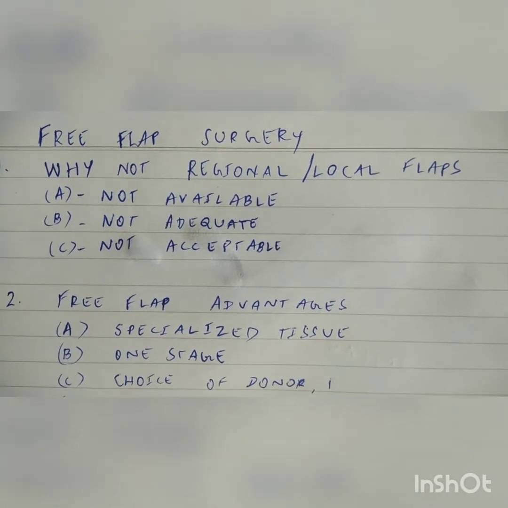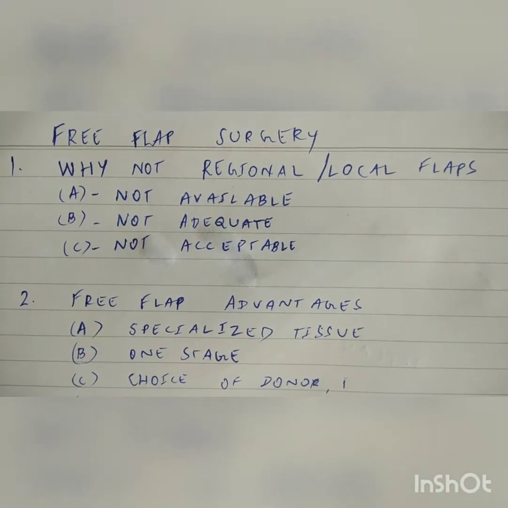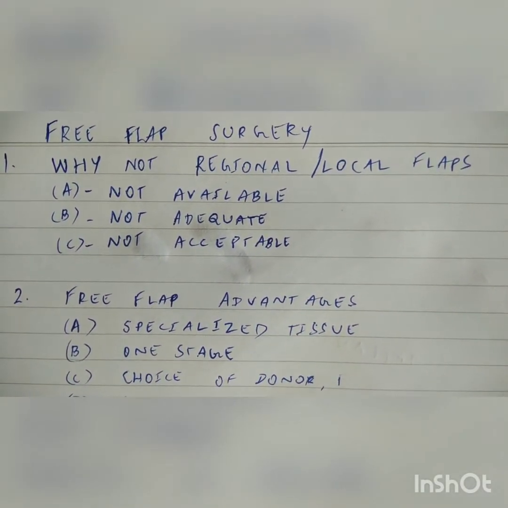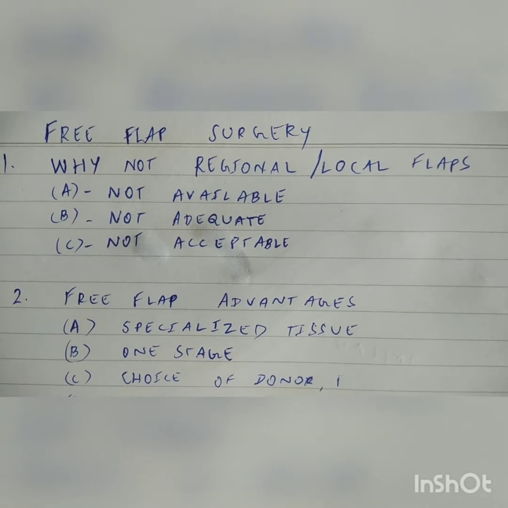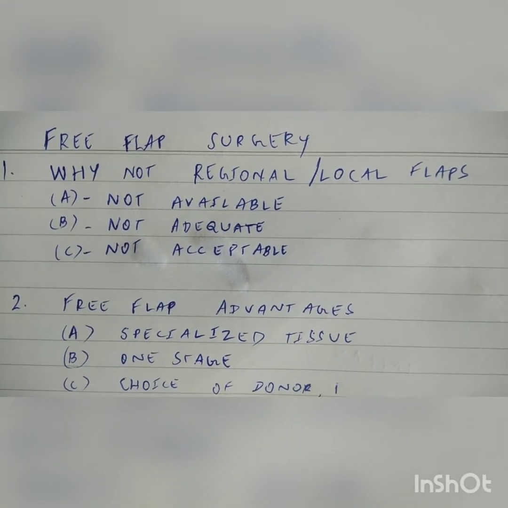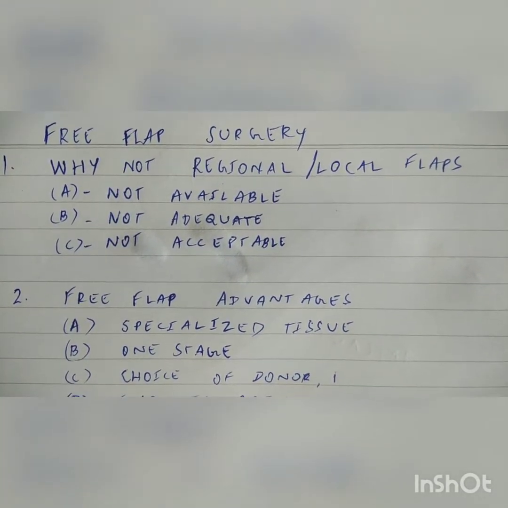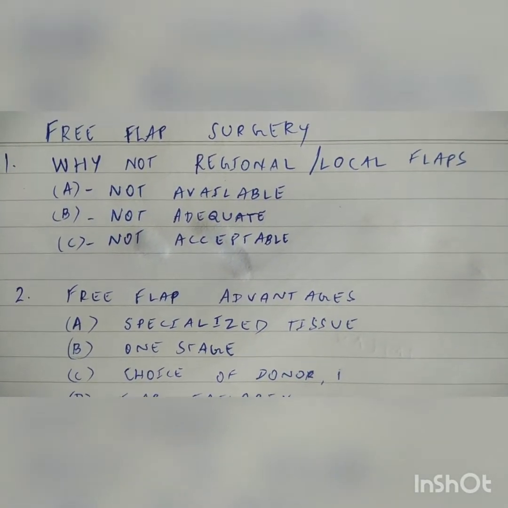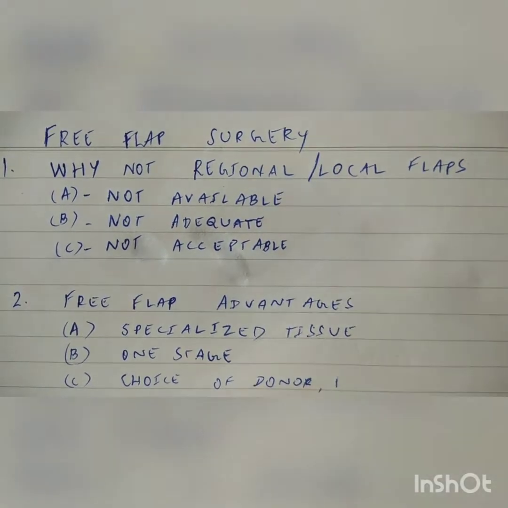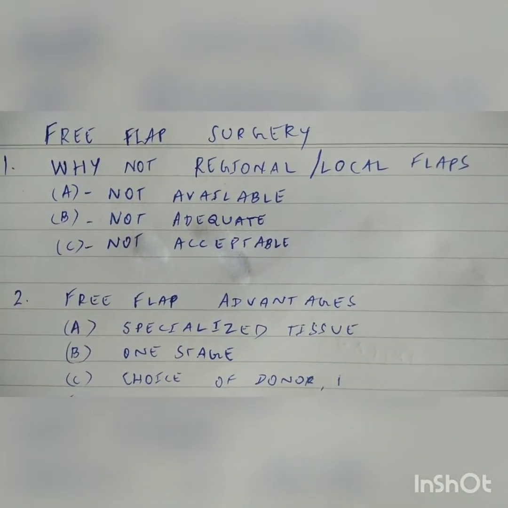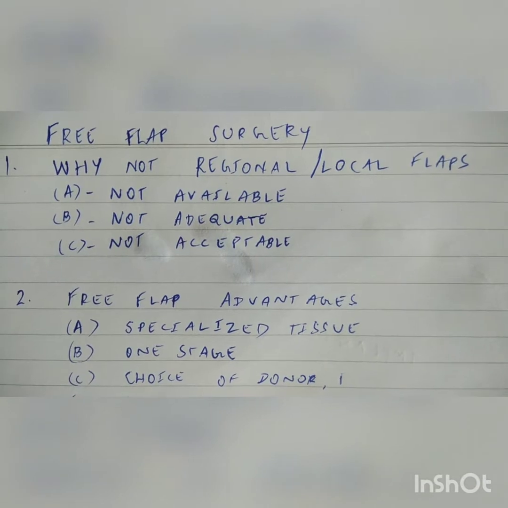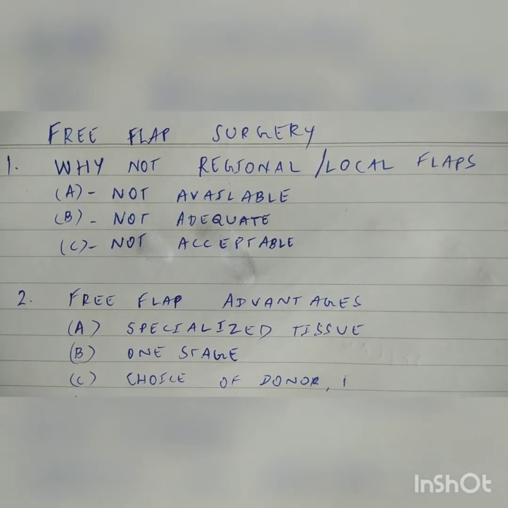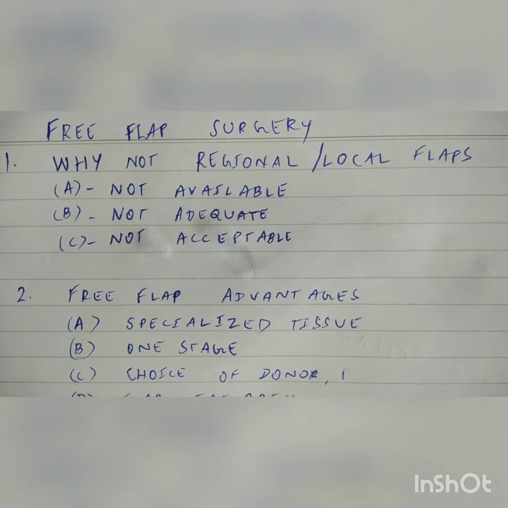What are such problems? One, it's such a large defect and nearby you don't have any available local flap or regional flap which can reach there and cover. Or it may not be adequate. A flap is available, but then there are other issues of the pedicle in it. It's an irradiated area, or you need to reconstruct various different components in the flap that may not be possible with just this available regional flap, and it may not be acceptable to have such a donor defect.